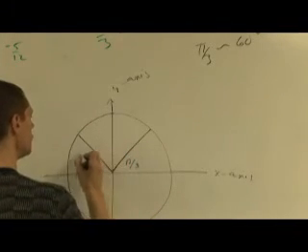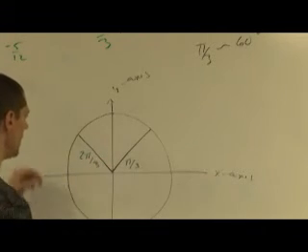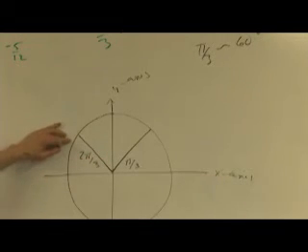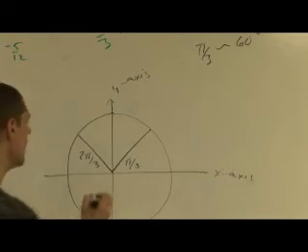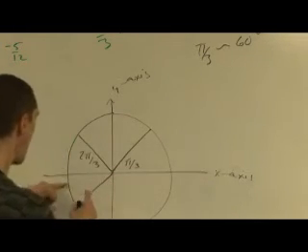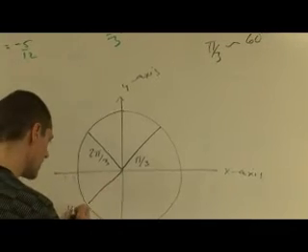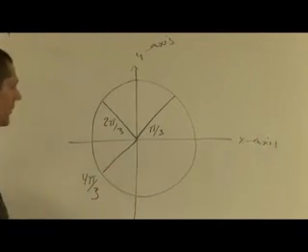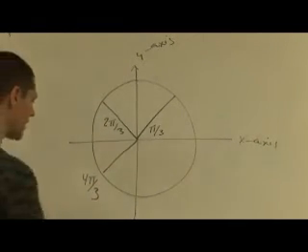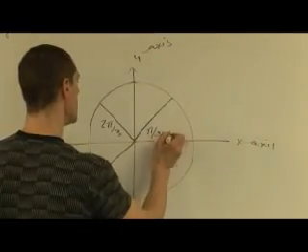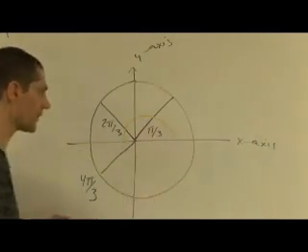Here is 2 pi over 3. Here, and of course this isn't perfectly drawn, this is 3 pi over 3. So this is pi plus pi over 3, this angle's the same as this. This is 4 pi over 3. So what we're talking about is this angle. This is the angle 4 pi over 3.